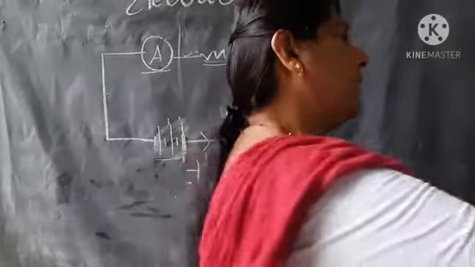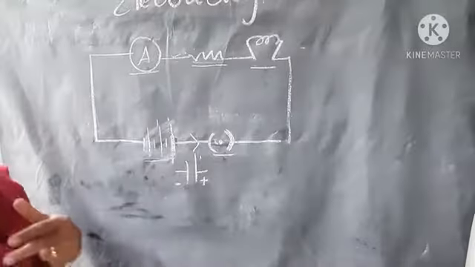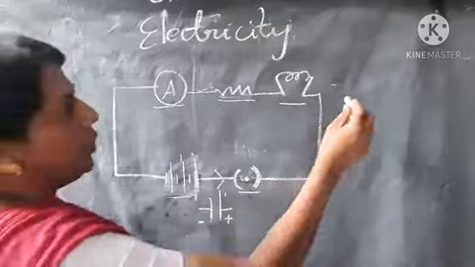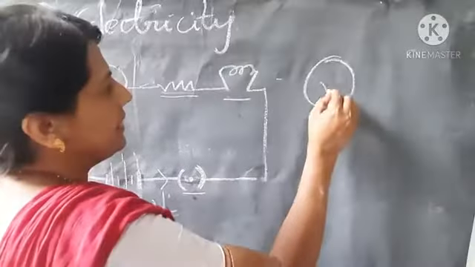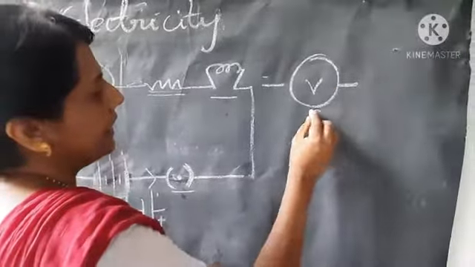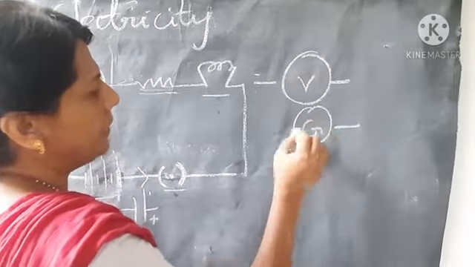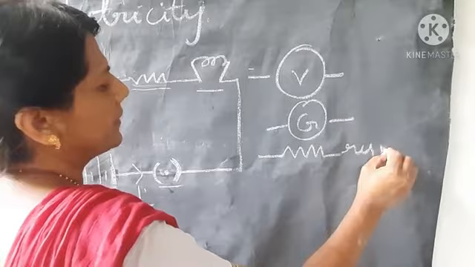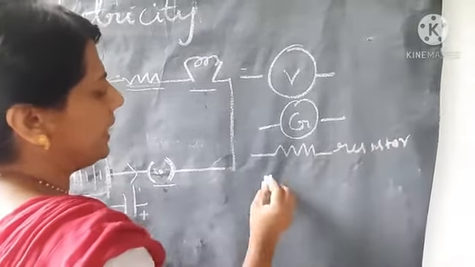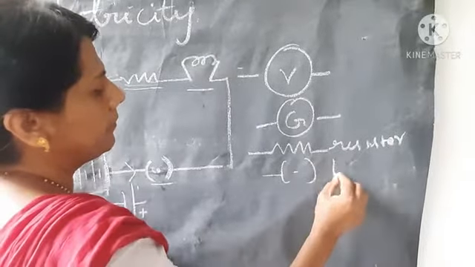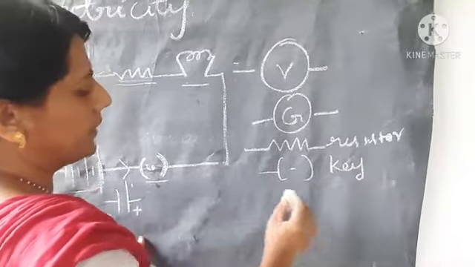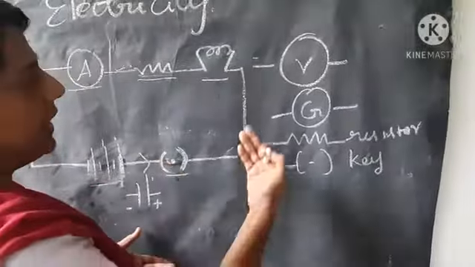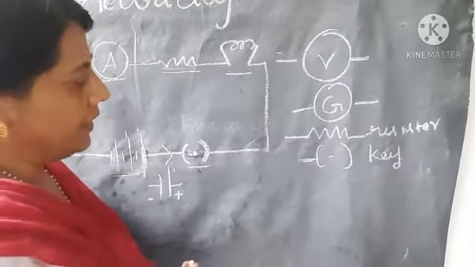These are some of the components. How they are symbolized, let us see. Okay, this is ammeter. Now, what about voltmeter? Voltmeter is symbolized like this. Galvanometer is this one, and this is resistor. Then key, you know, this is key. Then battery and everything, you know very well.